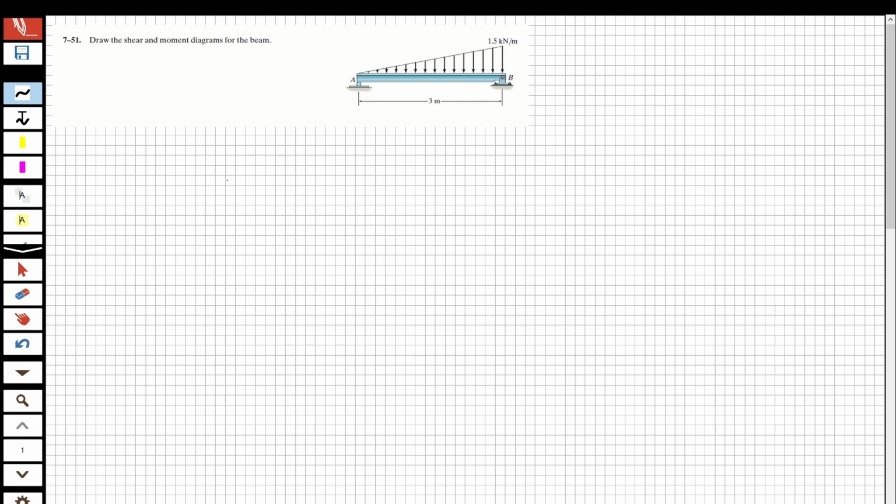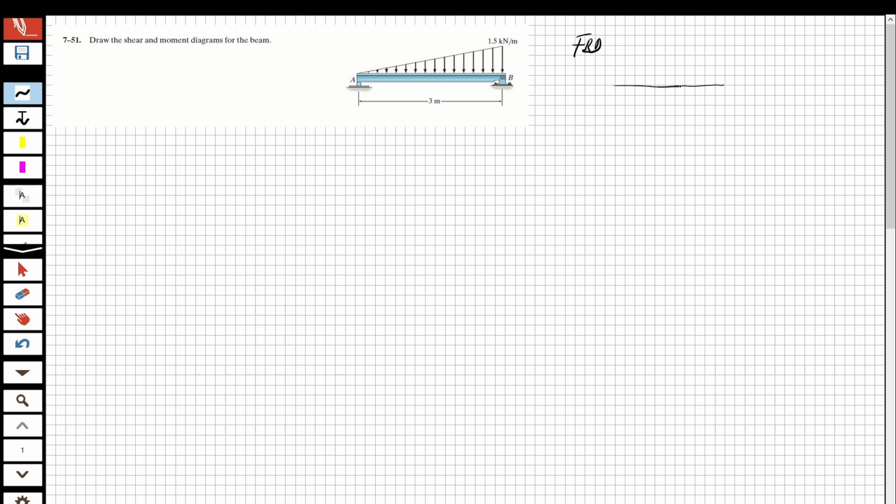Okay, so let's solve the question. Now you can see on the screen we have a simply supported beam, and we have a triangular distributed load. First I'm going to draw the free body diagram.